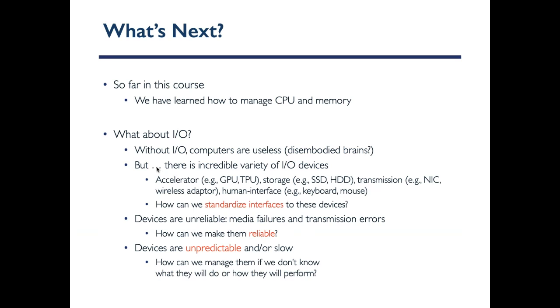Now there is a variety of I/O devices that could be connected to your computer. You could have accelerators like GPUs, TPUs, FPGAs that are connected to your system. You can have storage devices. Again, you have a variety of different storage devices that could be connected to your system. You can have transmission devices like your wireless adapter, your network adapter. You could have human interfaces like a keyboard, a mouse, or you name it, right? So there is a variety of I/O devices that could be connected to your system.